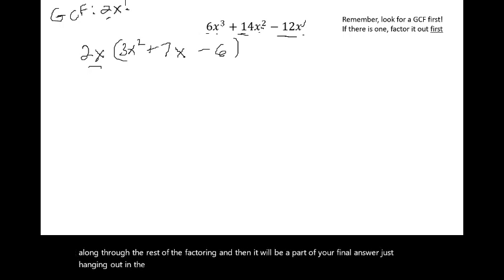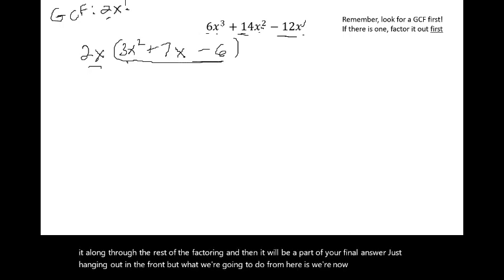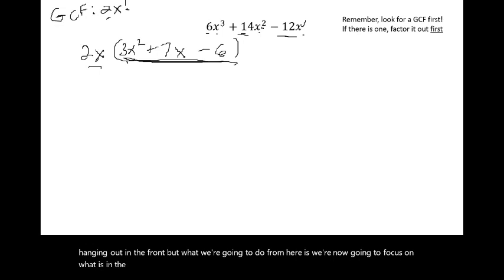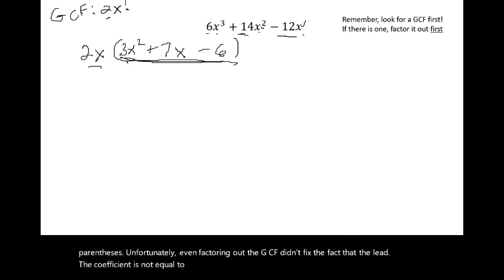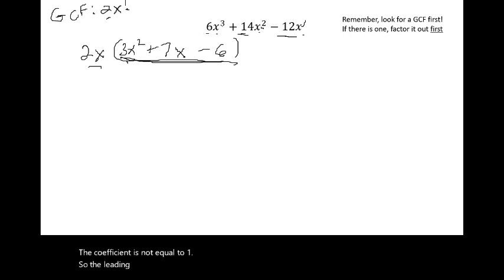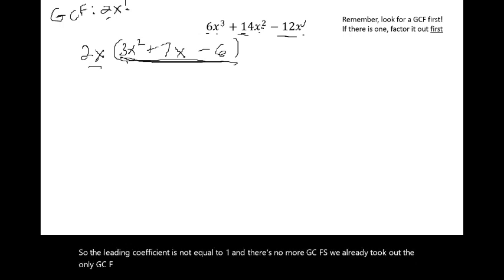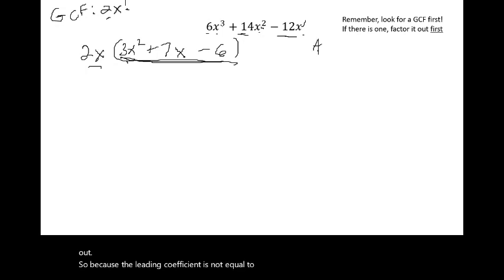But what we're going to do from here is focus on what is in the parentheses, and we're going to factor what is in the parentheses. Now, in the parentheses, unfortunately, even factoring out the GCF didn't fix the fact that the leading coefficient is not equal to 1. So the leading coefficient is not equal to 1, and there are no more GCFs. We already took out the only GCF there was. So 3, 7, and negative 6 do not have a common factor that you can factor out. Because the leading coefficient is not equal to 1, we are going to use the AC method.